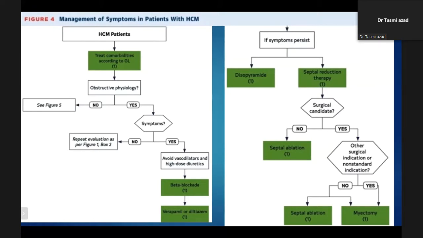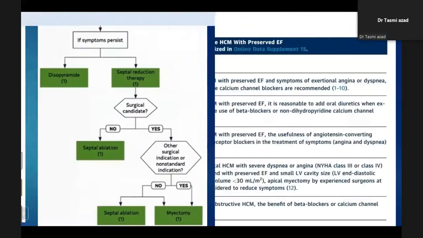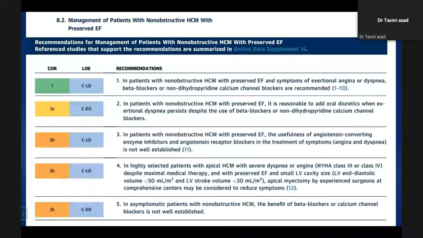And there is a very interesting story I will share at the end of the presentation regarding the septal ablation therapy that is performed in our NICVD. So this is all regarding the invasive procedure in case of hypertrophic cardiomyopathy, in case of obstructive hypertrophic cardiomyopathy with left ventricular outflow tract obstruction.